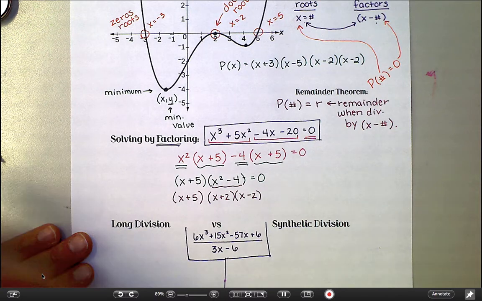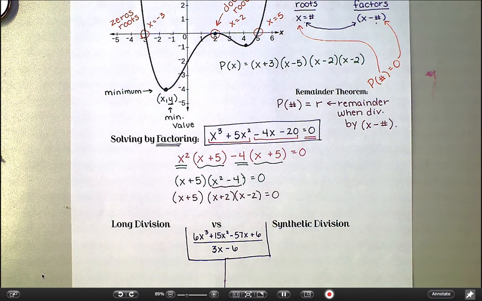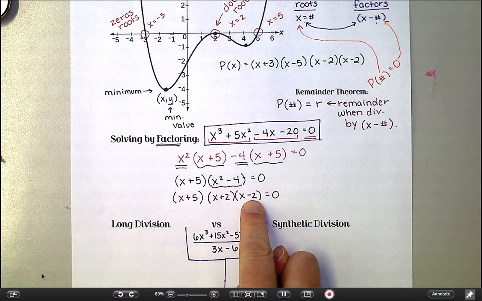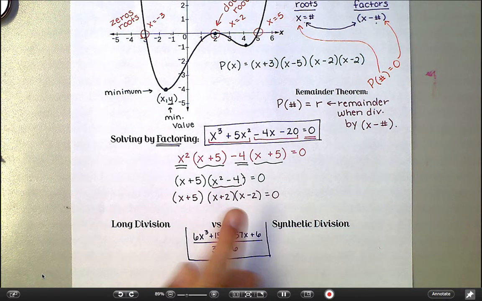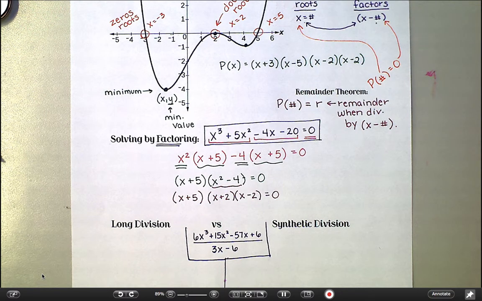Okay? The reason that's important is because this thing is still equal to 0. And so if I know this is equal to 0, this times this times this equals 0. The only way to make that happen is for one of these pieces to actually be equal to 0. So now the question is just, what would make each piece equal 0?